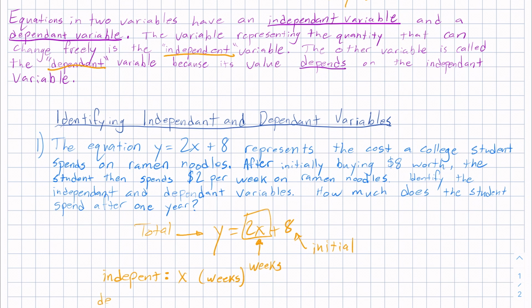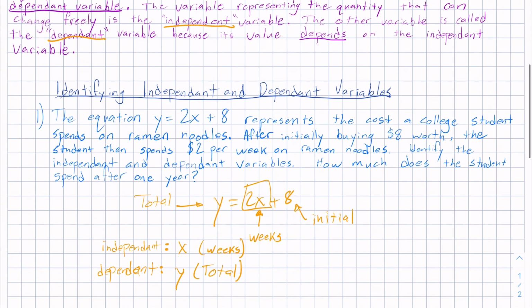And my dependent variable is the y, or the total cost of ramen. I just realized I spelled independent wrong. Right, so here, let's spell independent correctly. Okay, I think I spelled dependent wrong too. So my independent variable x, my dependent variable y.